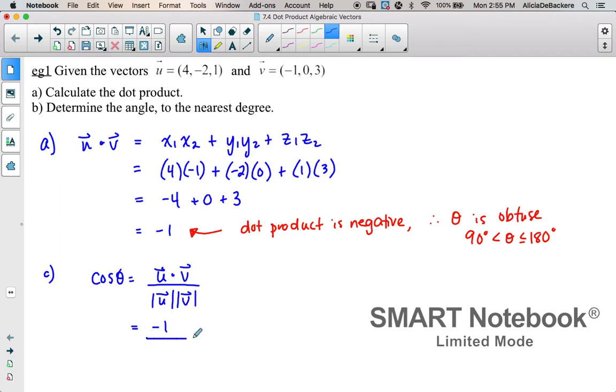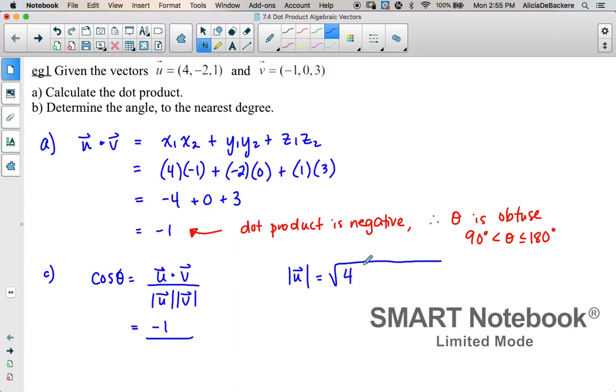And so what I wish I knew is the magnitude of u and the magnitude of v. So I'm going to come off to the side to do that. But you could do it within this calculation as well if you wanted. The magnitude of u, these are position vectors. So again, when I do the subtraction in the magnitude formula, I'm subtracting 0 from each of the components.